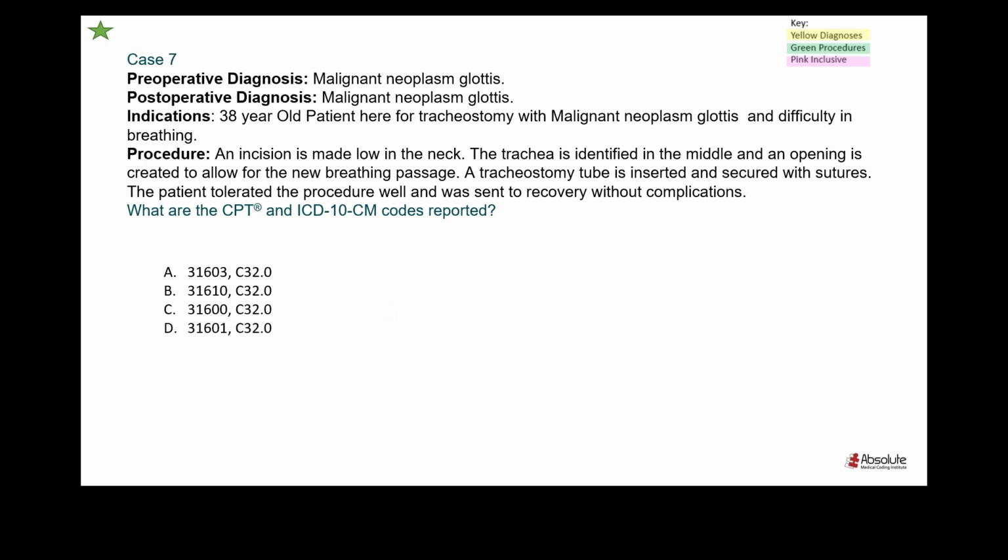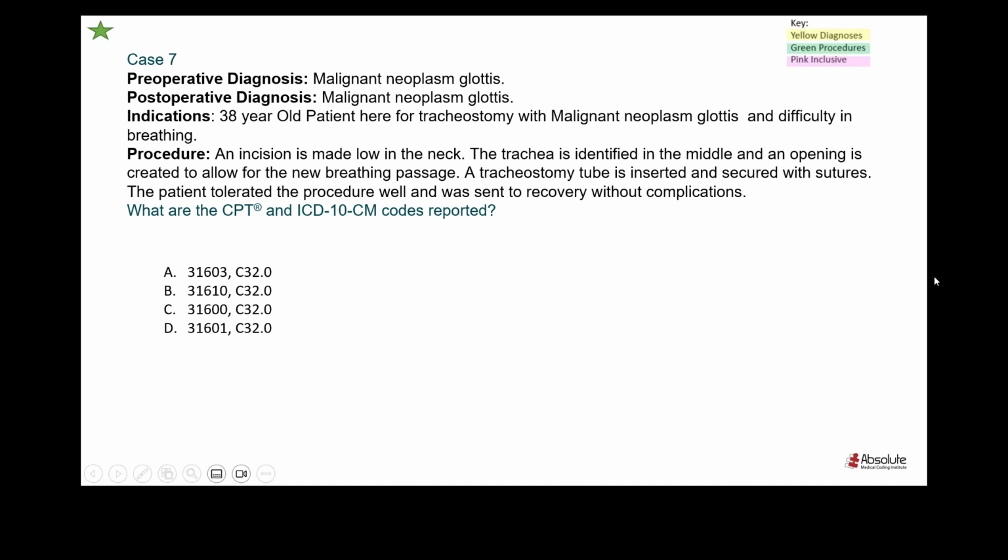Preoperative diagnosis: a malignant neoplasm glottis. Postoperative diagnosis, malignant neoplasm glottis. Indication, 38-year-old patient here for tracheostomy with malignant neoplasm glottis and difficulty in breathing. Procedure, incision is made low in the neck. Trachea is identified in the middle, and an opening is created to allow for the new breathing passage. Tracheostomy tube was inserted and secured with sutures. Patient tolerated the procedure well and sent to recovery without complication.